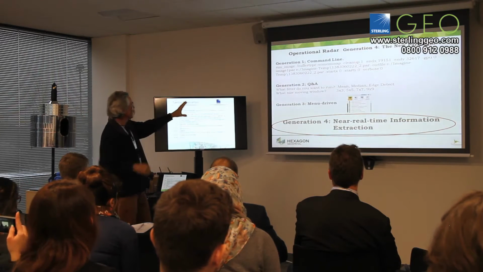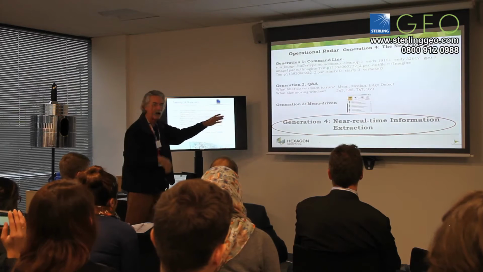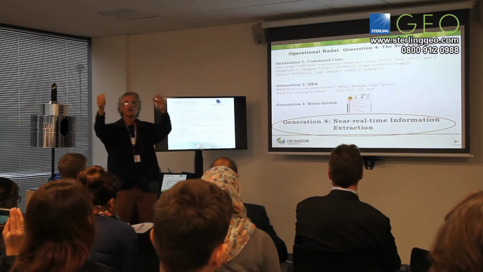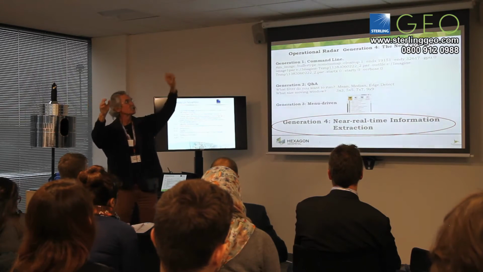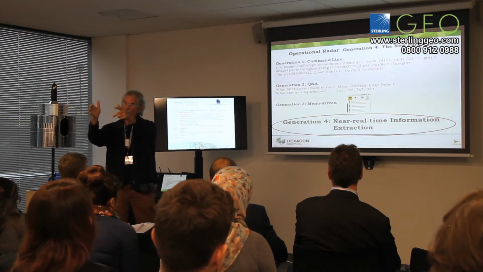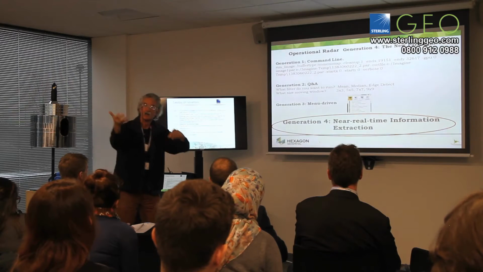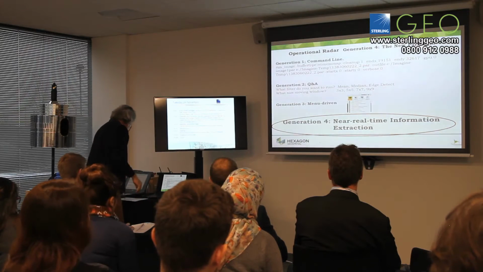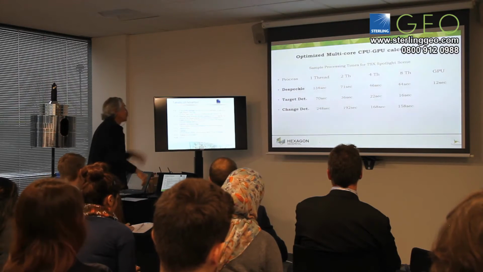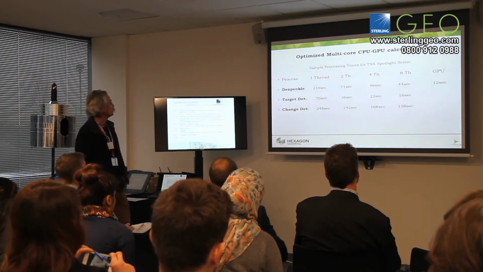Where I'm pushing right now is what I'm calling generation 4. I have an image, I want to see this, now. I don't like that, change that parameter, now. Now, one more twist. Yeah, I like that, let's try this one, okay? Real-time information extraction, that's what I'm trying to push this stuff into. And there's an example of some tests we've been doing recently on some new software.